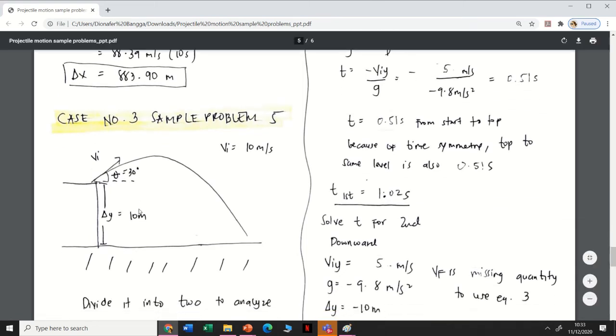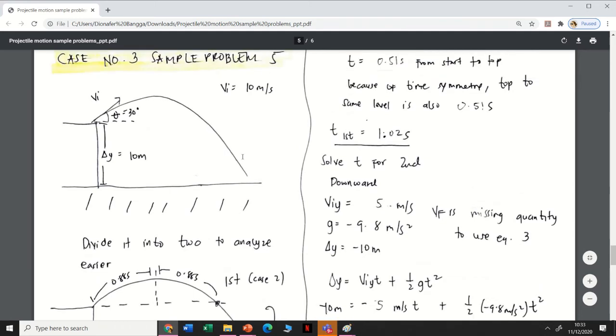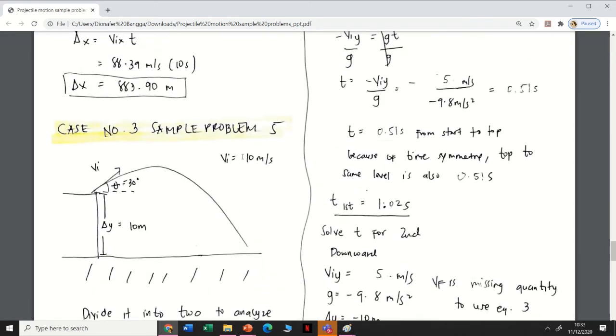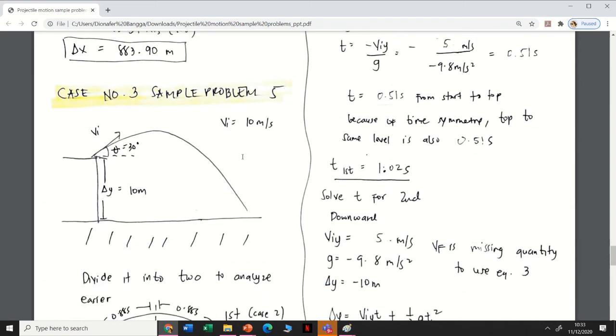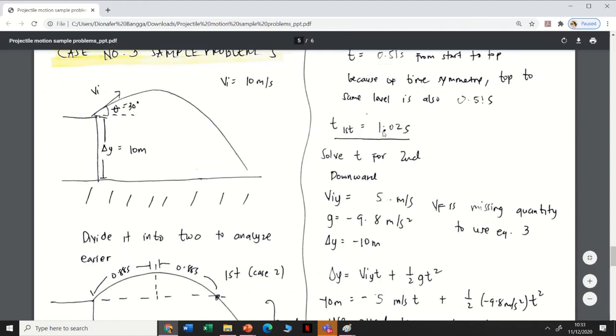The first part, you only have to look at this first part of the trajectory wherein we treated it as case number 2. So half of that parabola is 0.51 second, and because of the time symmetry, from the top to downward, same level, it would also give us 0.51 seconds. So overall, the time of the object dito sa first part of our trajectory would be 1.02 seconds.